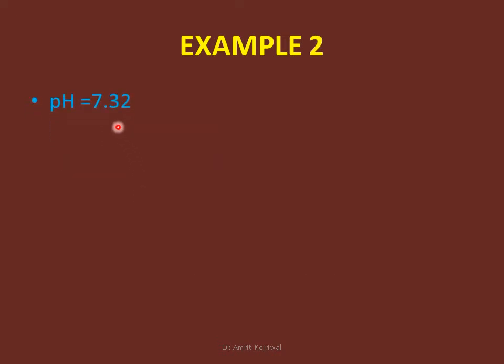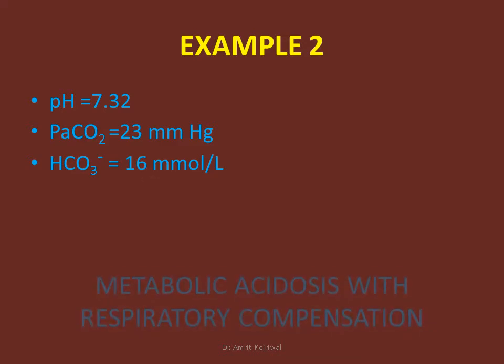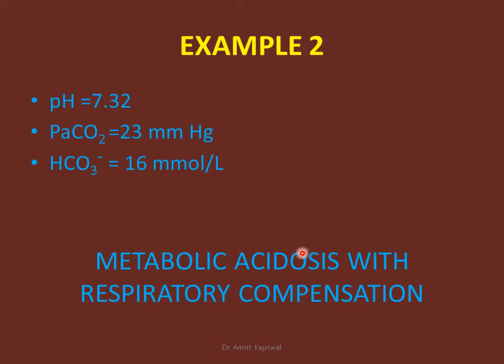So PaCO2 is decreased, so it goes in favor of respiratory alkalosis. Example 2: you have a patient whose pH is 7.32, PaCO2 is 23 millimeters of mercury, which is low, and bicarb is 16. So this is acidosis, 7.32 is below 7.4, so it goes in favor of metabolic acidosis with respiratory compensation. See, the bicarb is very low and PaCO2 should have been 16 into 1.5, that's 24 plus minus 2, 23. So this is complete compensation.